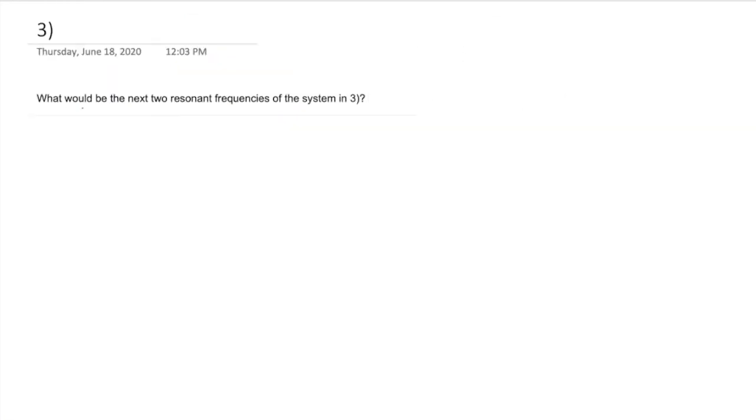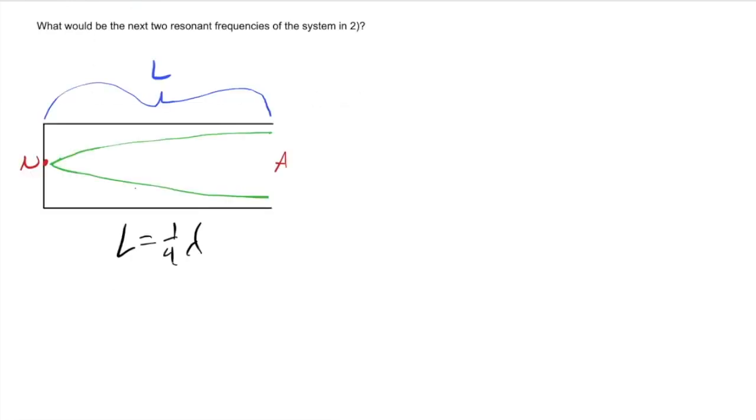All right, let's take a look at example number 3. It says, what would be the next two resonant frequencies of the system in question 2? That should actually say question 2. So in question number 2, it said, what would be the next two resonant frequencies? So let's borrow some information from 2. Let's get the length and the configuration. So this was the first harmonic. Let's take a look at what the next harmonic would look like.